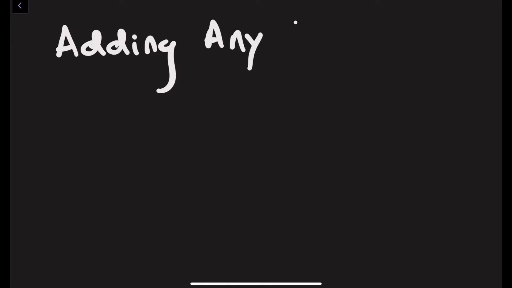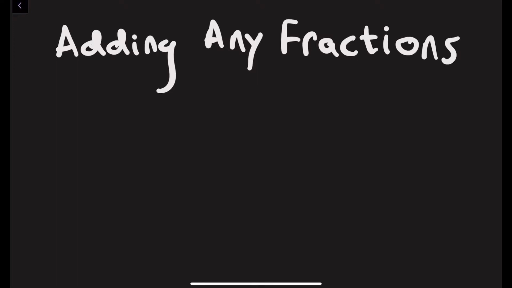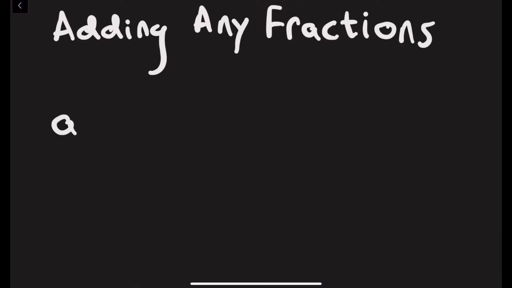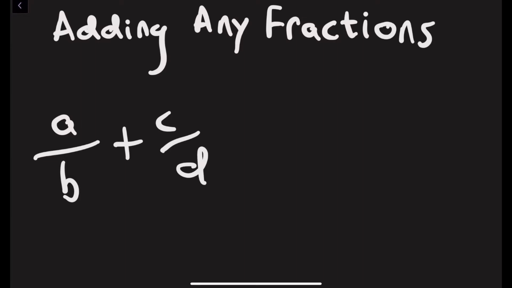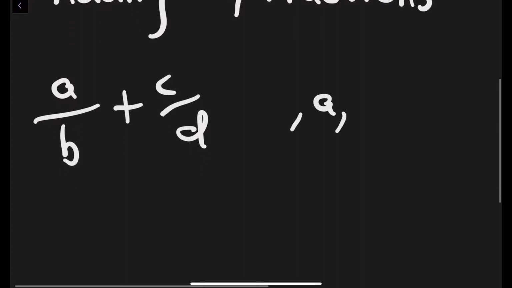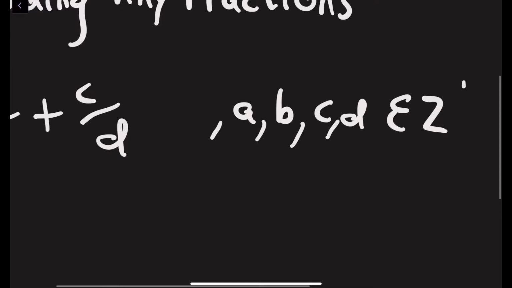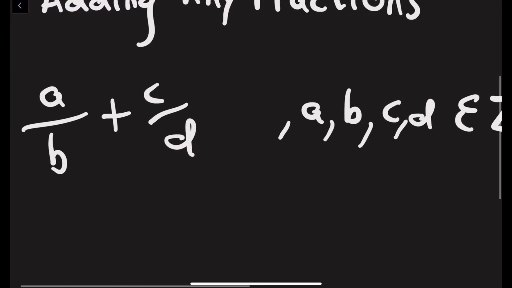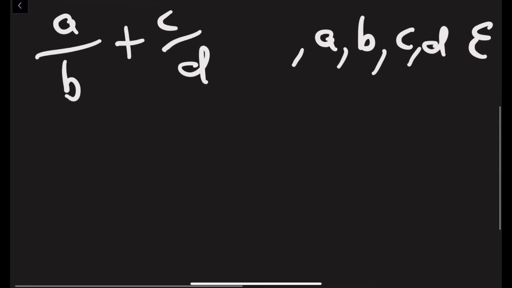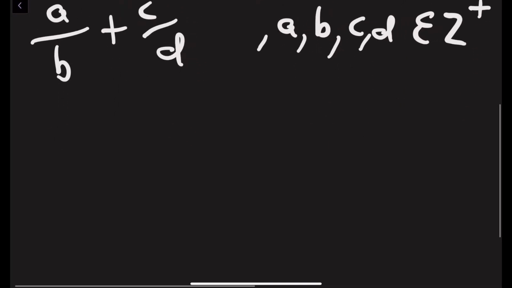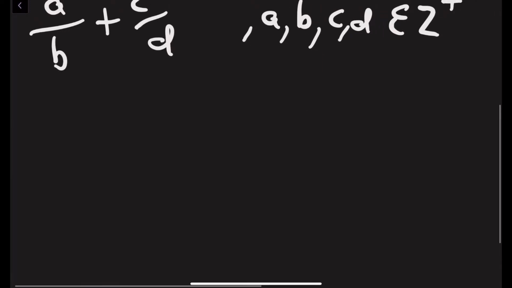Okay, we're going to start this lecture. We're dealing with adding any pair of fractions together. So always with fractions, we want to look at the general case. In this case, we'll have a over b plus c over d, where a, b, c, and d are all positive integers, and b and d are not equal to 0 because we can't divide by 0. Then we'll see how you write this in simpler form.